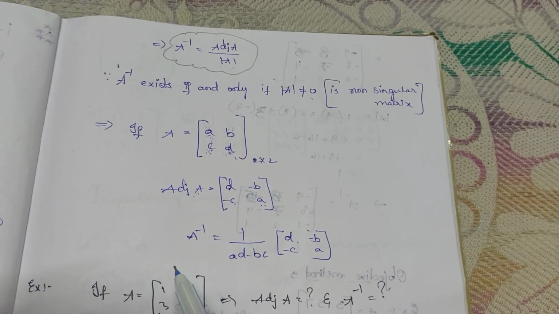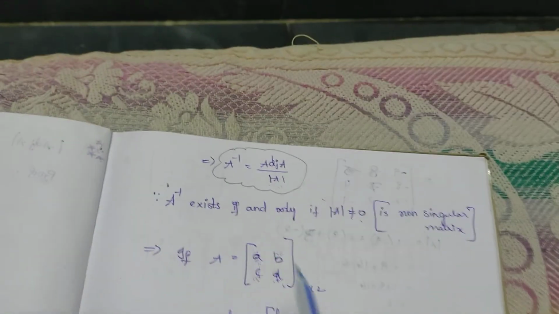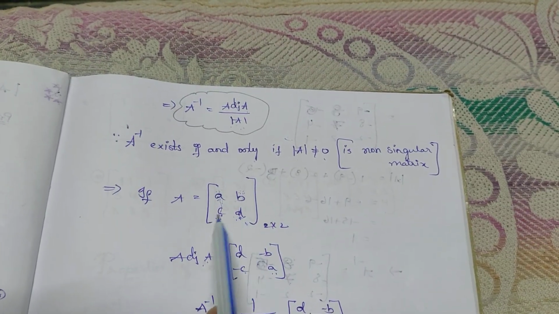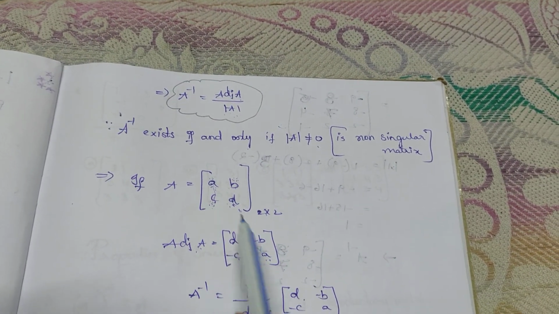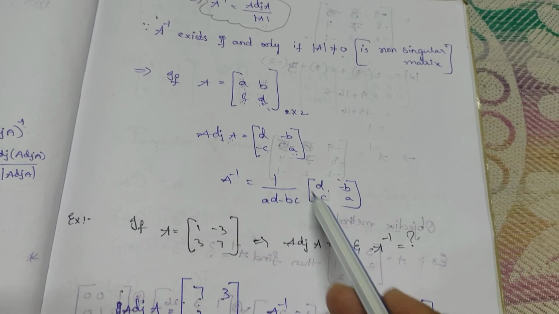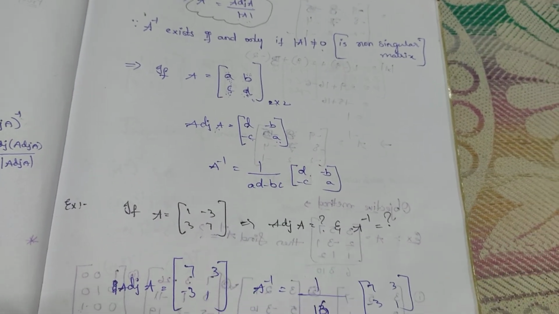So now what is A inverse? 1 by det A into adjoint of A. What is det A here? AD minus BC, since it is a 2 by 2 matrix. So A inverse is 1 by AD minus BC into adjoint of A, that is D, minus B, minus C, A. So directly we can write this formula for A inverse whenever it is a 2 by 2 matrix.